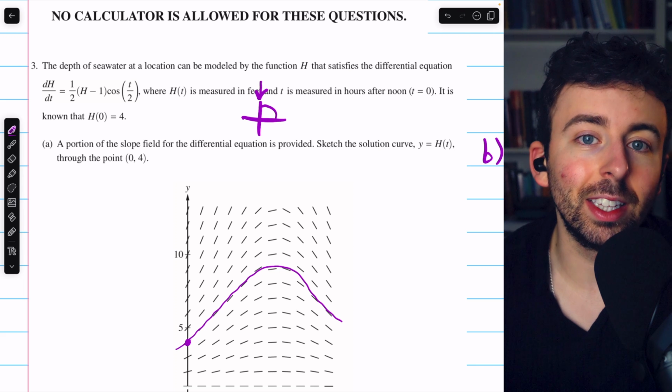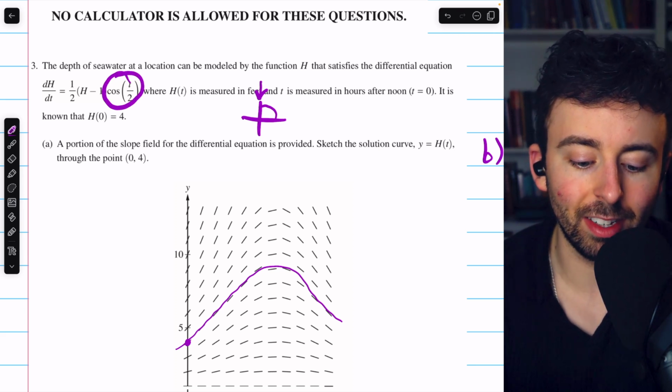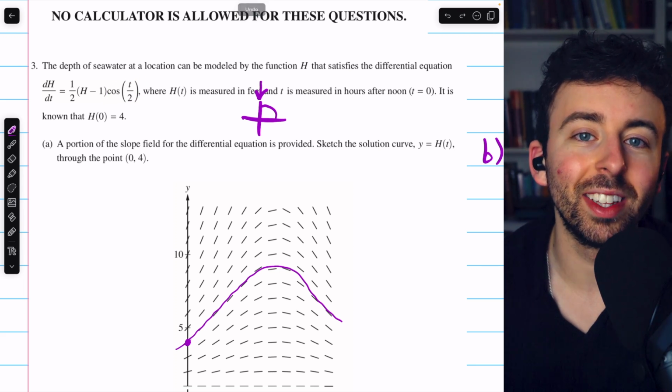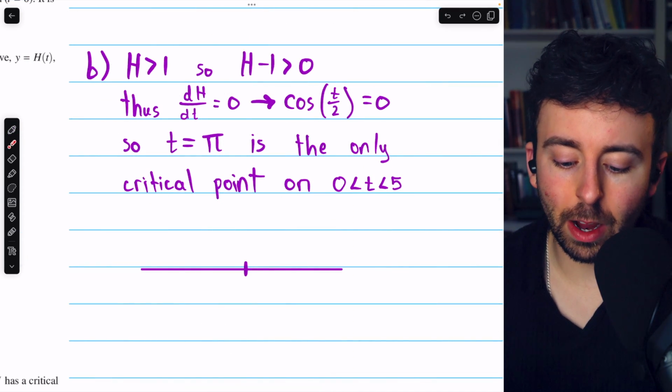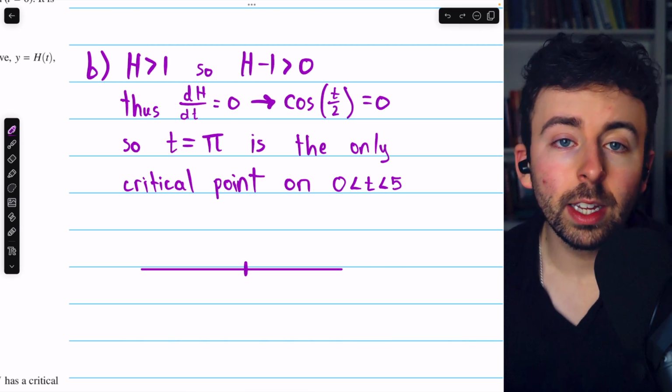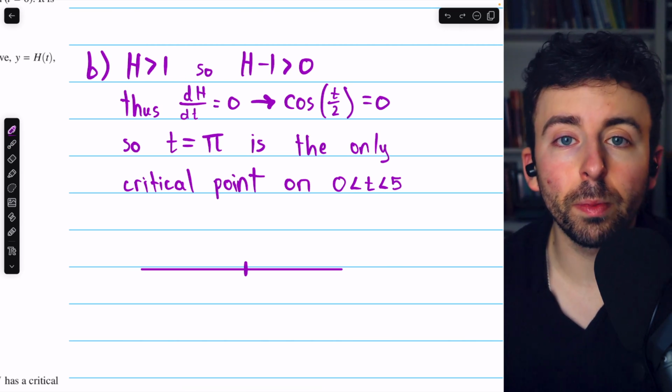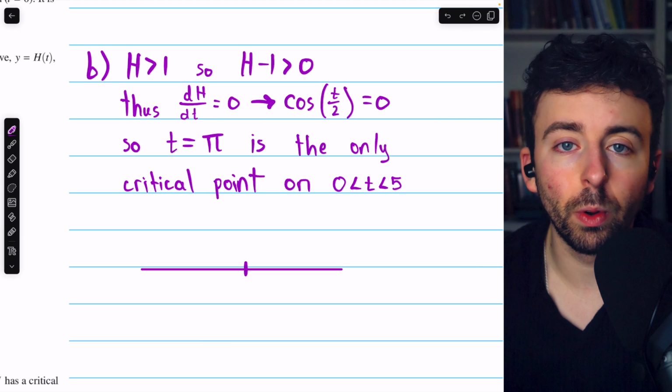There are, of course, infinitely many other values of t that would make this equal to 0, but that's the only one that's in the interval between 0 and 5. So there's our reasoning written out. The only critical point on the interval is at t equals pi. Now we have to determine if this critical point is the location of a max, a min, or neither.